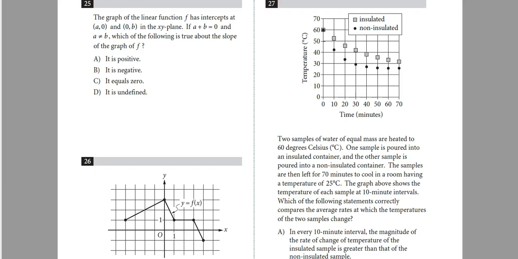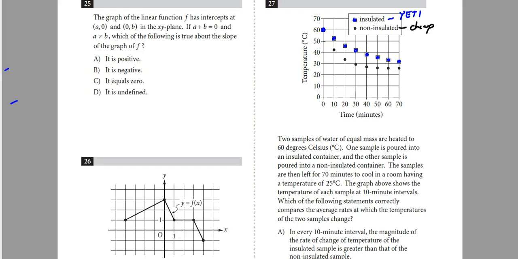All right, number 27, kind of like a science experiment on this problem. So we have an insulated and a non-insulated cup, and I'm going to kind of color code this a little bit. The insulated, which maybe is like a Yeti, on the chart is these squares, so it's kind of dropping down like that. The non-insulated would be like a really cheap cup that doesn't have any special vacuum sealed walls or anything like that.